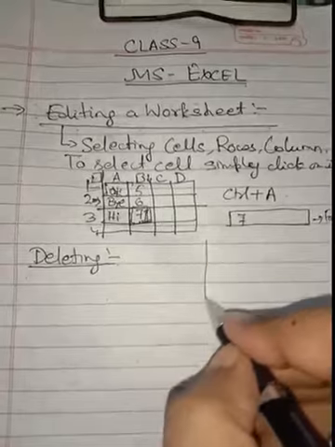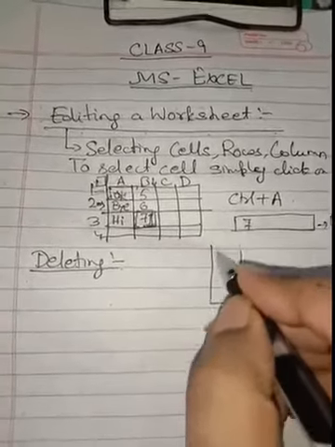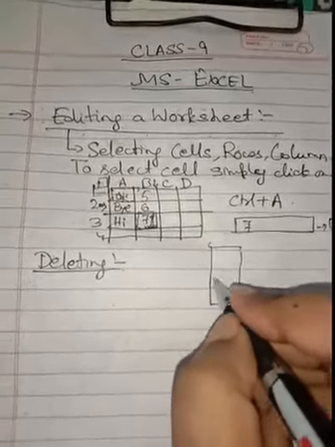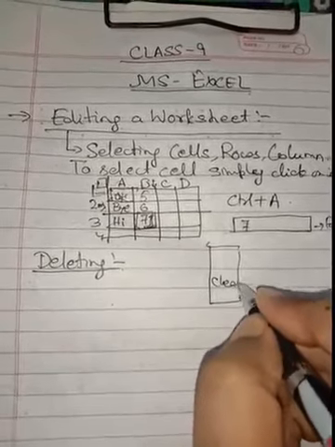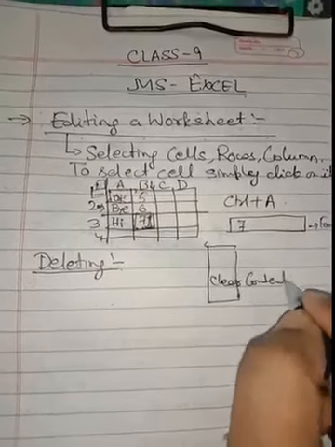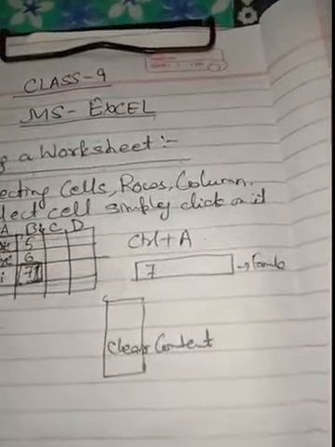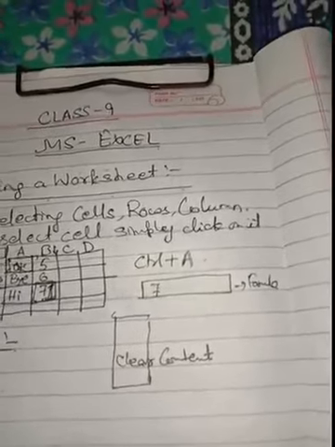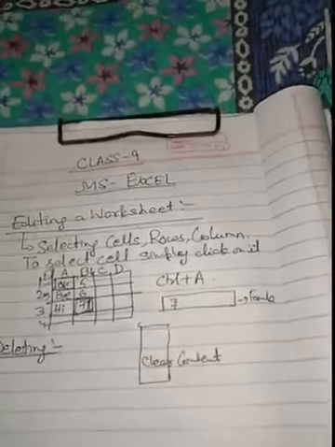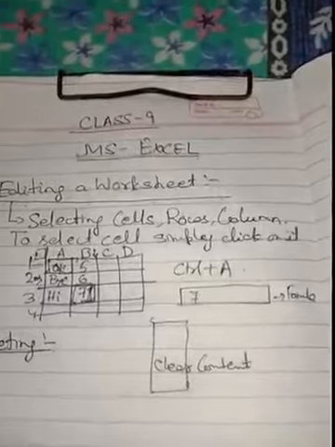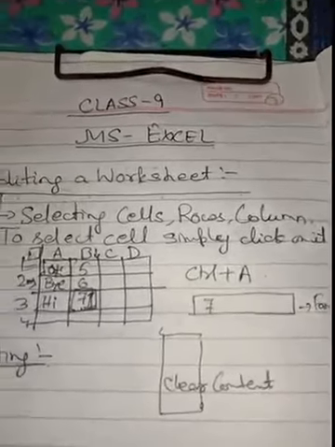Or right click on the cell, and as soon as you right click on the cell, you will get a pop-up menu like this, and an option of clear content will be available. Now left click on clear content, the current information in the particular cell will be deleted. So this is how you can delete the content from a particular cell.